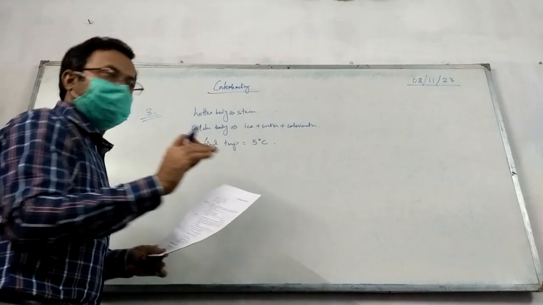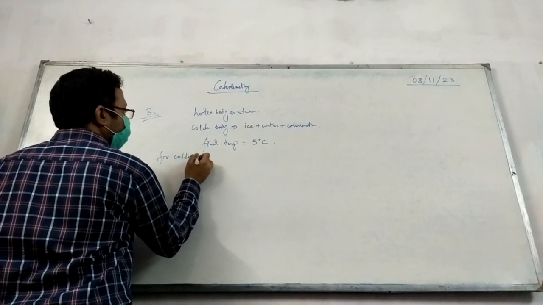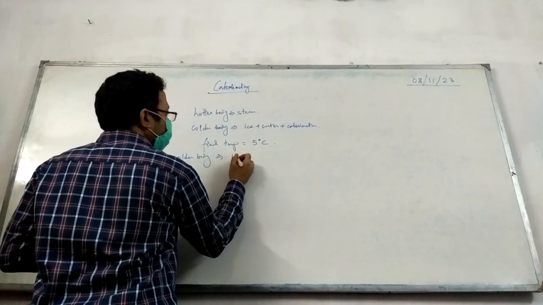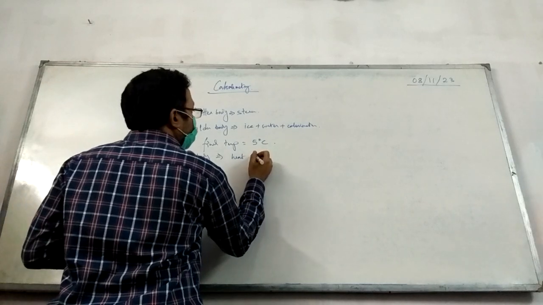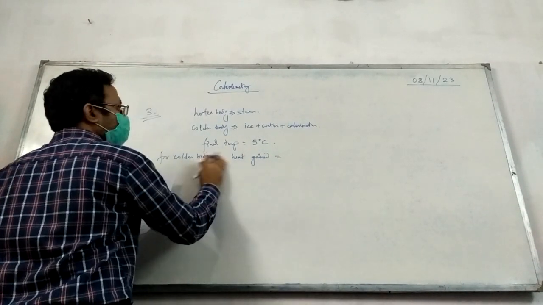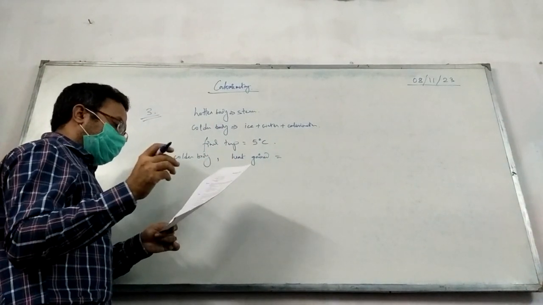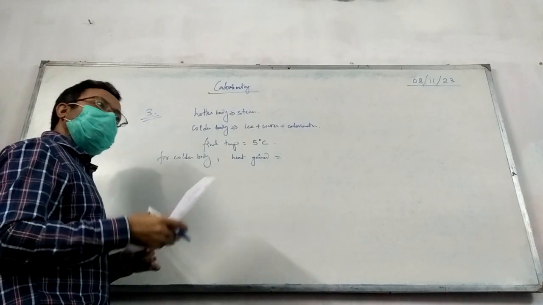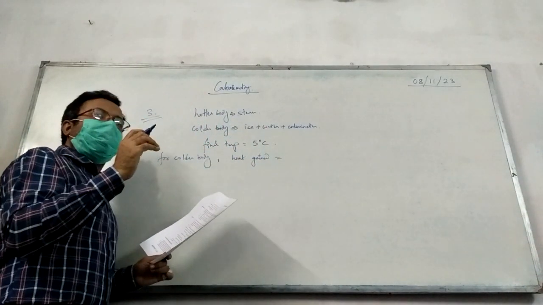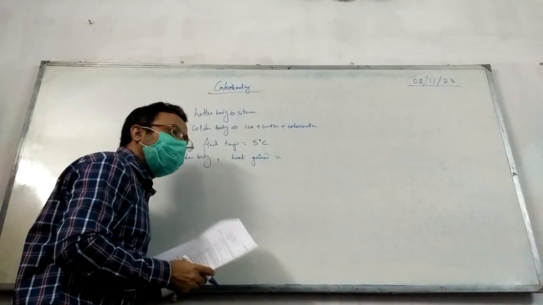Initial temperature 0 degrees Celsius. Alright? So for the colder body, heat gain is equal to... how will we calculate the heat gain? First, look, the ice has to be melted, okay? So for ice, if it is melting, should we use mc delta t or should we use ml?